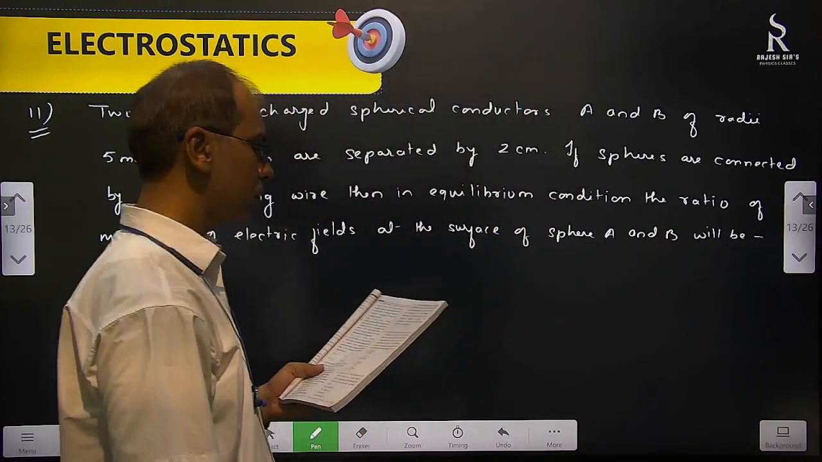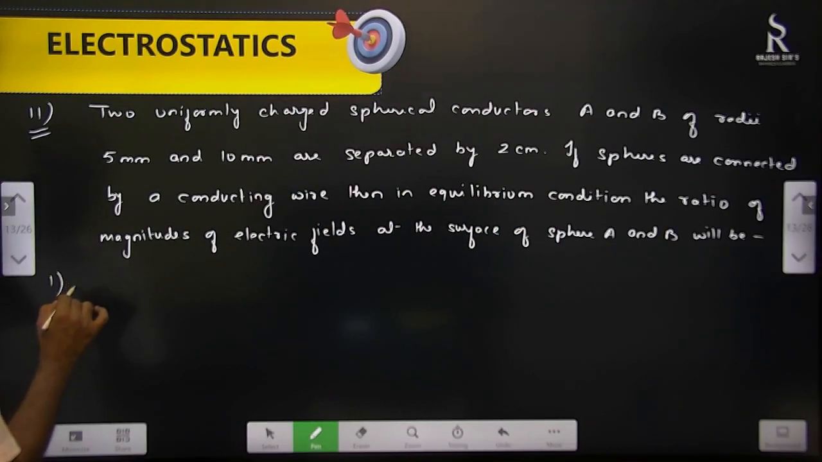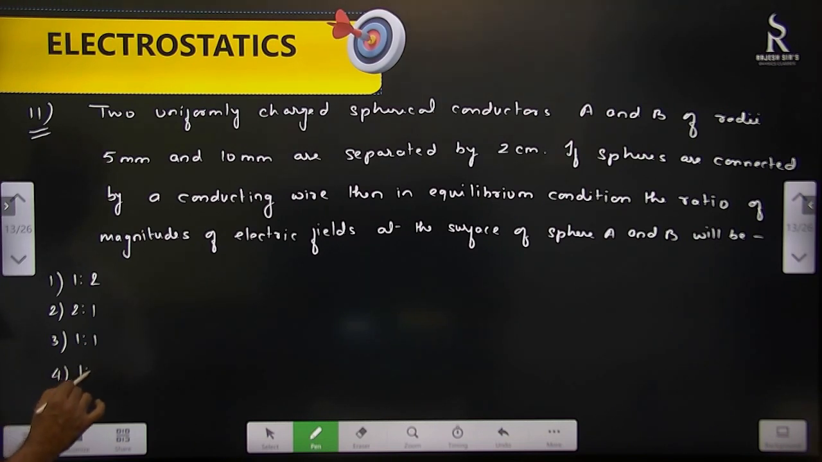Okay, this is the question. Options are given to you. First one, 1:2. Second is 2:1. Third one is 1:1. And fourth is 1:4. These are the four options. Now, this question we have to understand. First you read it properly. Meantime, I'll drink water.